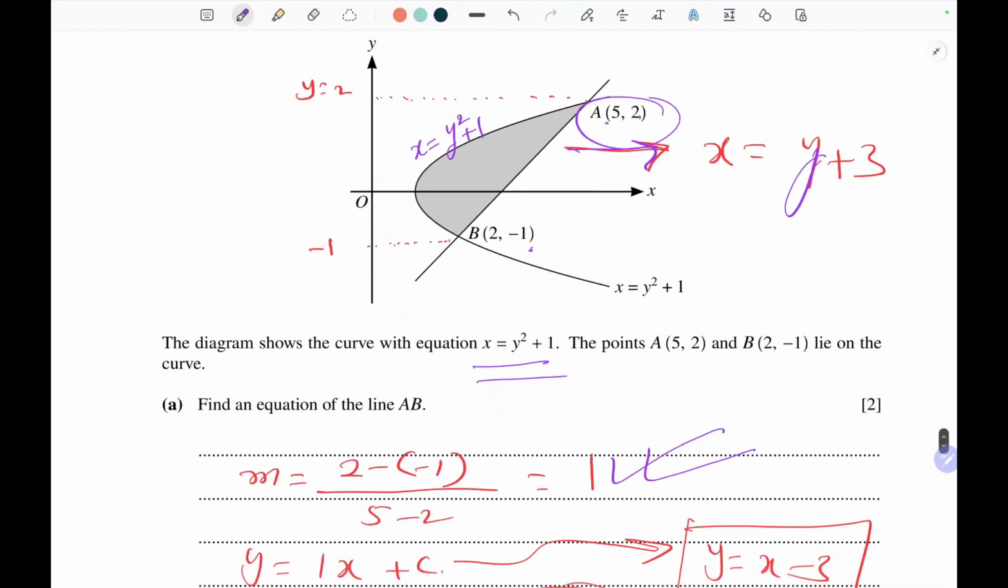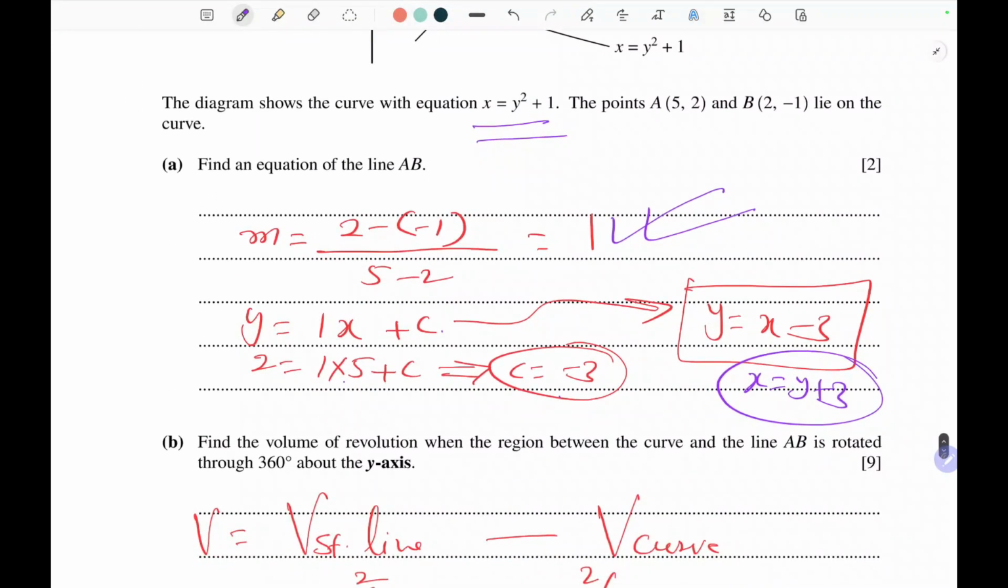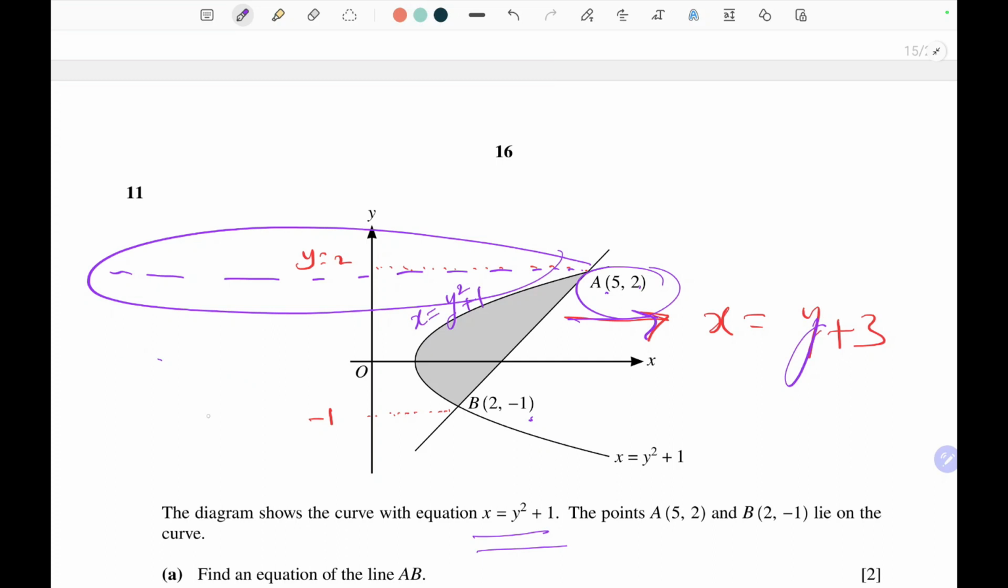You will understand now why I have written in that form. Now find the volume of revolution when the region between the curve and the line AB is rotated 360 degrees about the y-axis. So it's very important. When you rotate about the y-axis, this straight line will make this kind of cone, like a frustum, we say, this kind of shape.